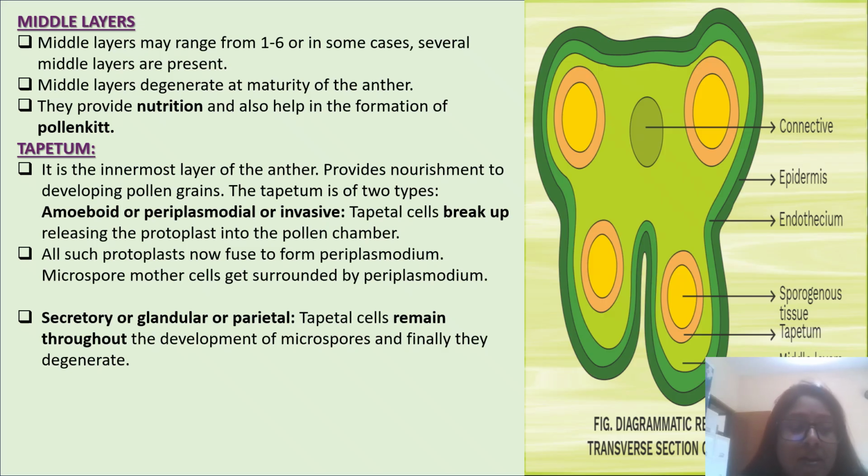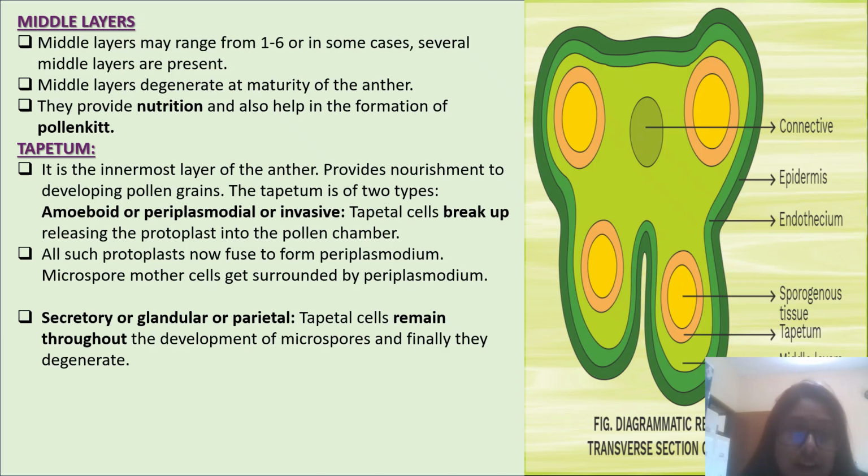Next, tapetum. It is the innermost layer of the anther and provides nourishment to the developing pollen grains. The tapetum is of two types, amoeboid or periplasmodial or invasive. Tapetal cells break up, releasing the protoplast into the pollen chamber. All such protoplasts now fuse to form periplasmodium. Microspore mother cells get surrounded by periplasmodium.